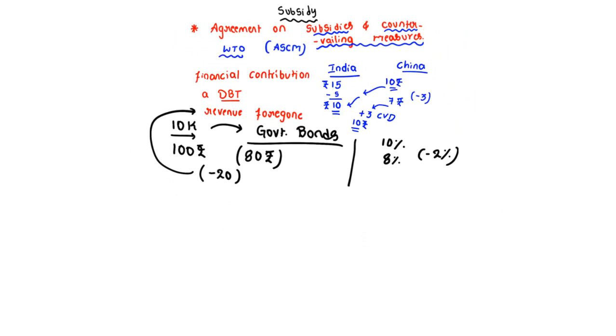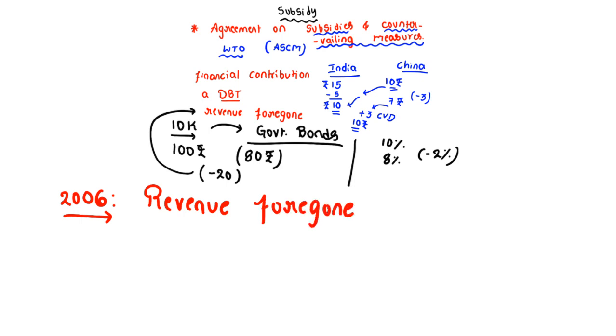Are you getting? In 2006, in the earlier UPA government, every time government used to submit this. What is this? Revenue foregone under central tax system. Are you getting? Government used to have this practice. Along with the budget, government used to provide this statement to the parliament.